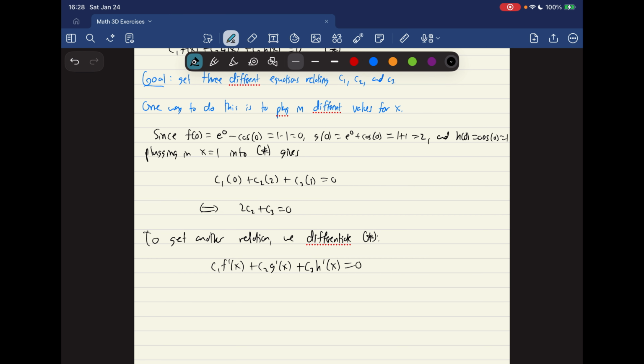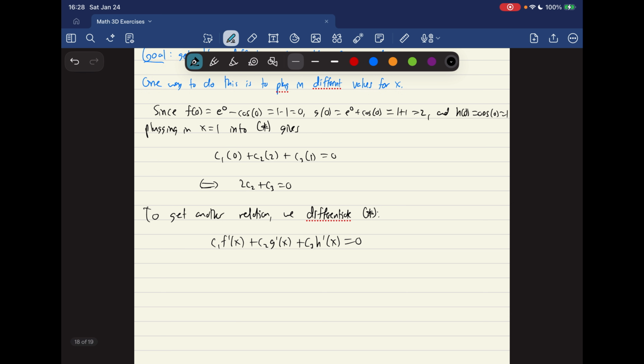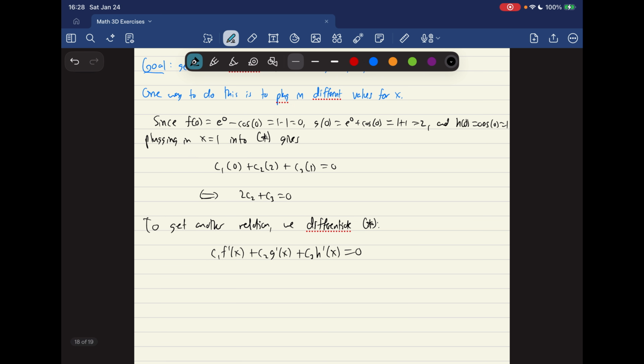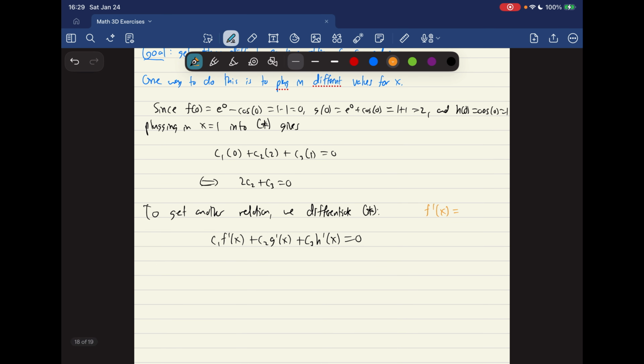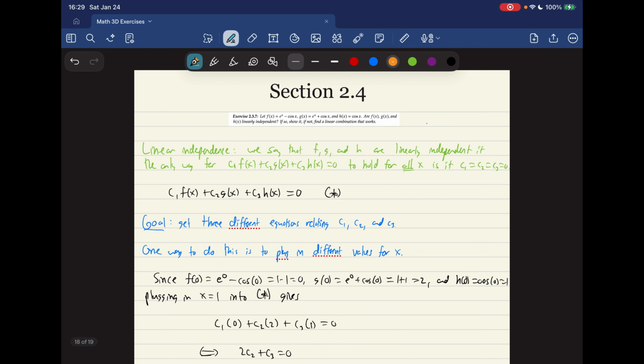And so now, if we play the same game of plugging in values for x, well, what are the derivatives? f prime of x is going to be e to the x plus sine of x. G prime of x is going to be e to the x minus sine of x.